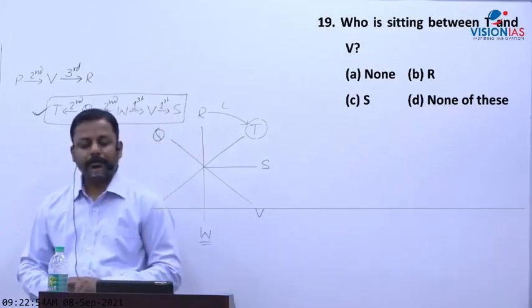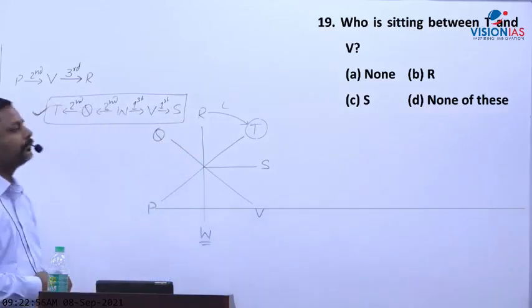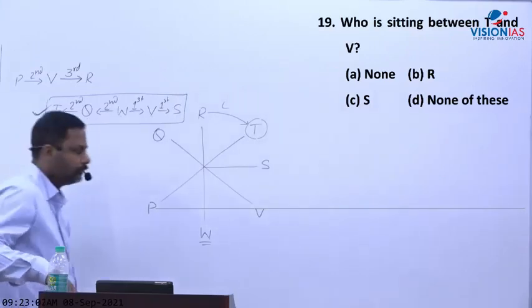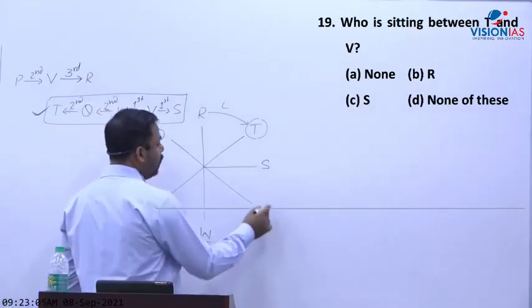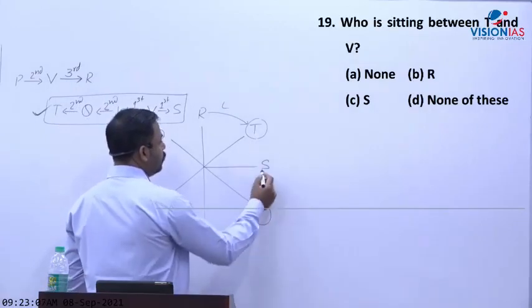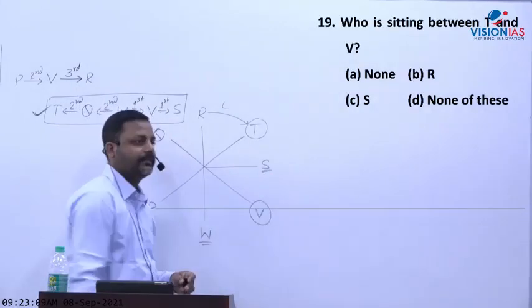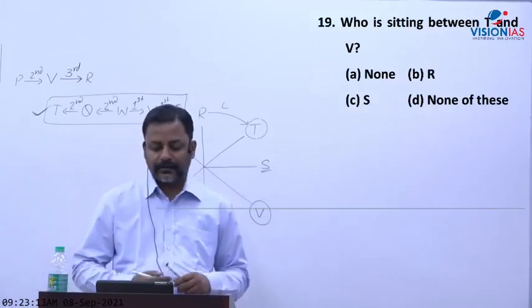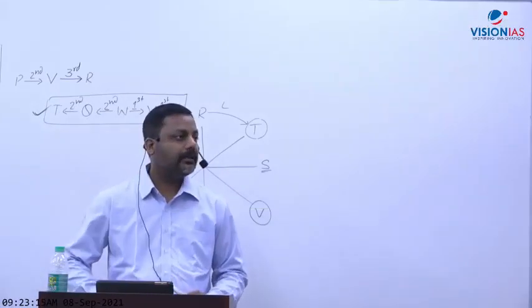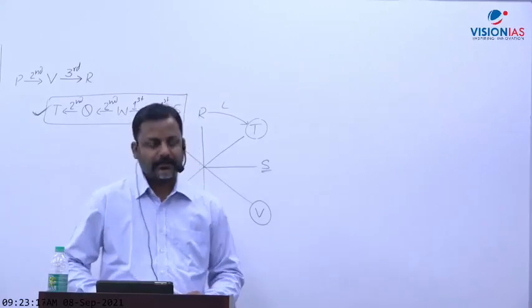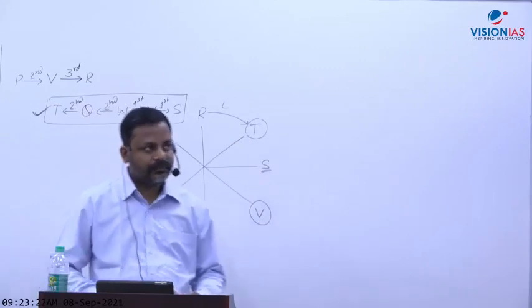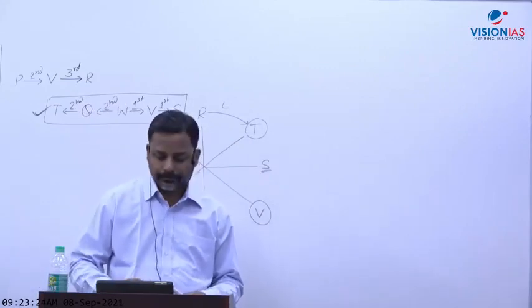Question number 19. Who is sitting between T and V? So between T and V, S is there. So the answer of this question is option C, that is S. Yes, very good.